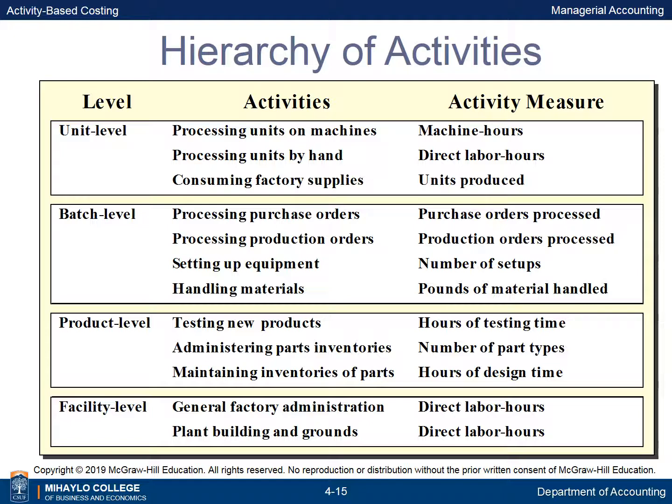3. Product-level activities relate to specific products and must be carried out regardless of how many batches are run or units produced and sold. For example, designing or advertising a product are product-level activities. 4. Facility-level activities are carried out regardless of which customers are served, which products are produced, how many batches are run, or how many units are made. For example, heating a factory and cleaning executive offices are facility-level activities.